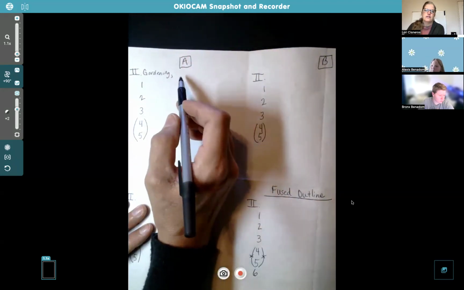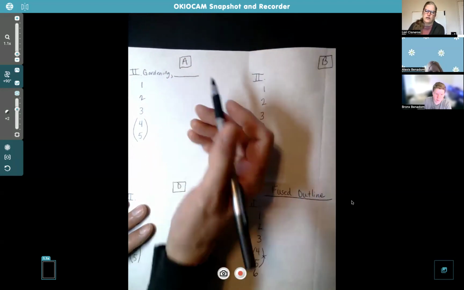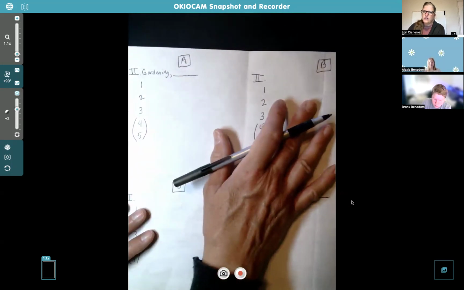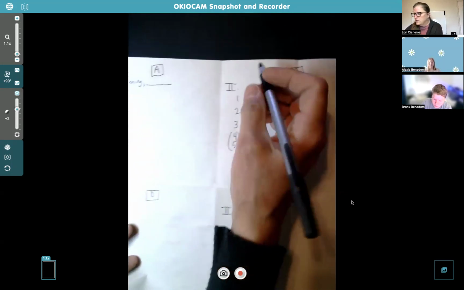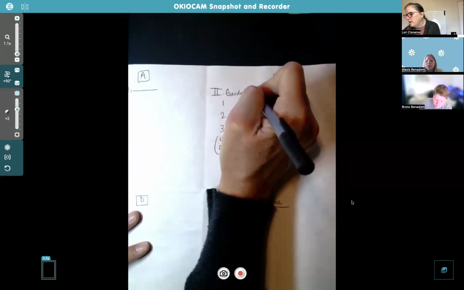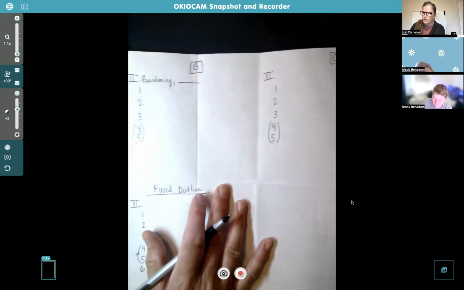comma, and then Alexis is going to put tools here, and Bronx is going to put benefits. It's okay that you are doing different ones. That's fine with me. And then go ahead and write that on each of the Roman numeral 2. So go over to B, put gardening, and then whatever topic you picked, tools or benefits.